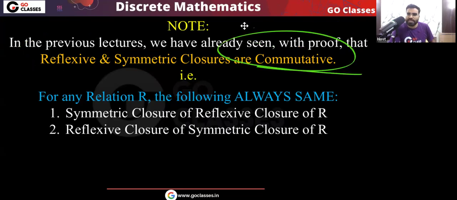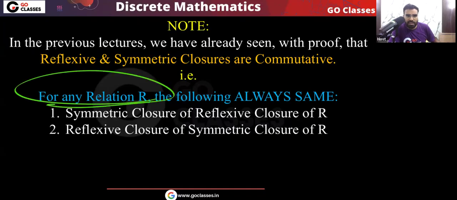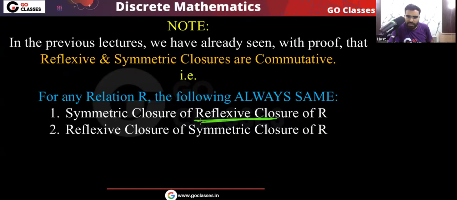What does it mean? It means that for any relation R, if you first find the reflexive closure and then find the symmetric closure, or if you first find the symmetric closure and then find the reflexive closure, both results will be the same. So for any relation R, the following are always the same.